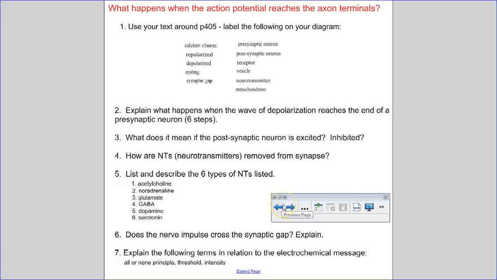Later, if you haven't already done it, we'll be doing an investigation on how different drugs work and how they affect the neurons, and how they can interfere with the regular impulses, and how they're received, and what normally happens in our brain and nervous system.